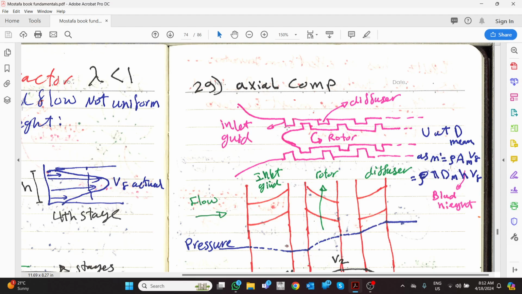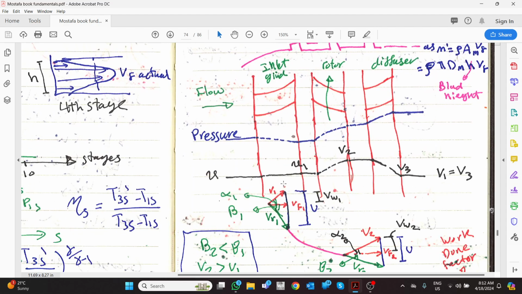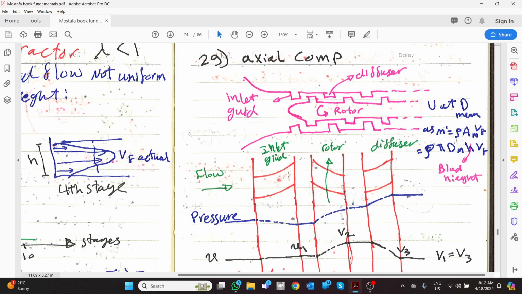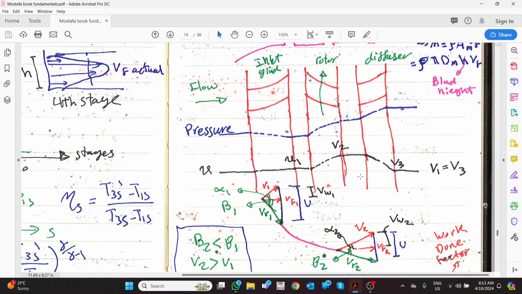The stator having an inlet guide, then a diffuser, then a diffuser, then a diffuser, and this one is a blade impeller or a rotor impeller, or a rotor, which is the flow is going like this. Then inlet guide, then rotor, then diffuser, then rotor, then diffuser, then rotor, according to how many stages.